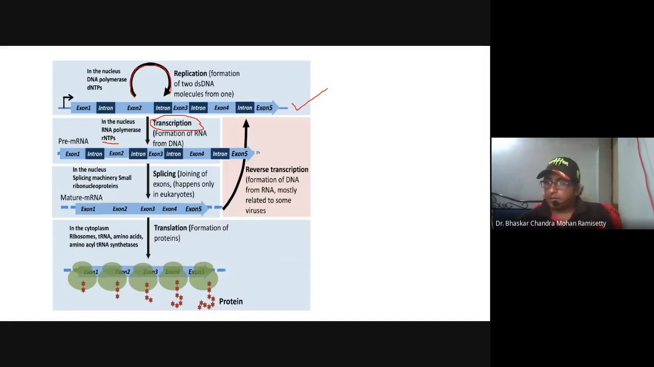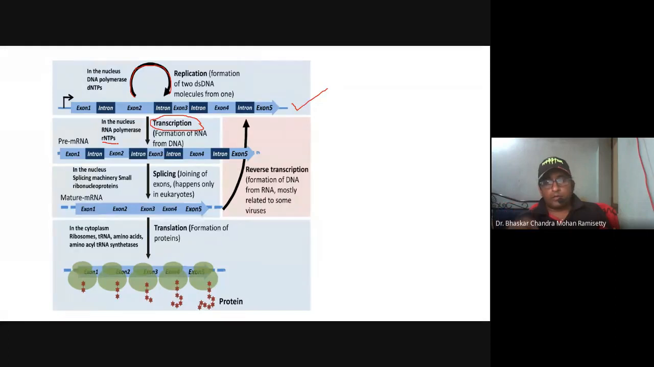The processing of mRNA is different. There is not much processing in prokaryotic mRNA, but eukaryotic mRNA has to be processed because there are introns. You need a 5' cap and a poly A tail in eukaryotes.